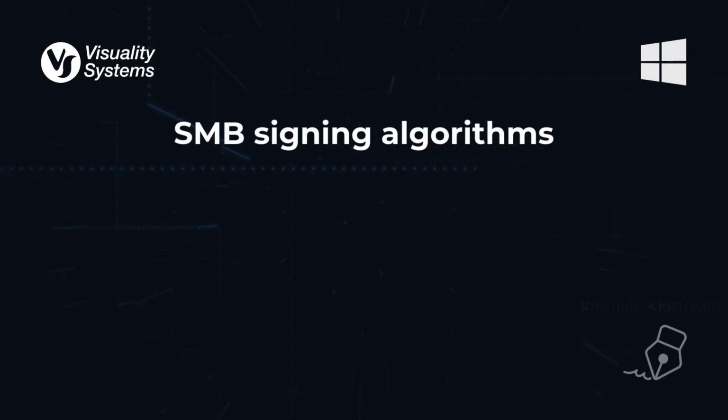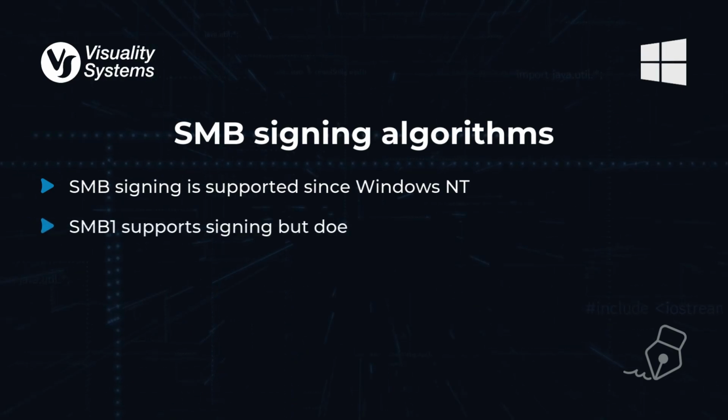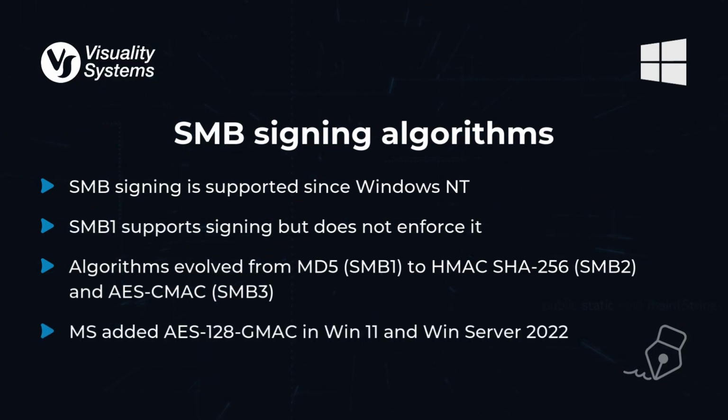SMB signing has been around since Windows NT. Initially, SMB 1 supported signing, but it was not enforced. Over time, Microsoft has improved the signing algorithms, evolving from MD5 in SMB 1 to HMAC SHA-256 in SMB 2 and AES-CMAC in SMB 3. Most recently, AES-128-GMAC was added in Windows 11 and Windows Server 2022, offering even stronger security.